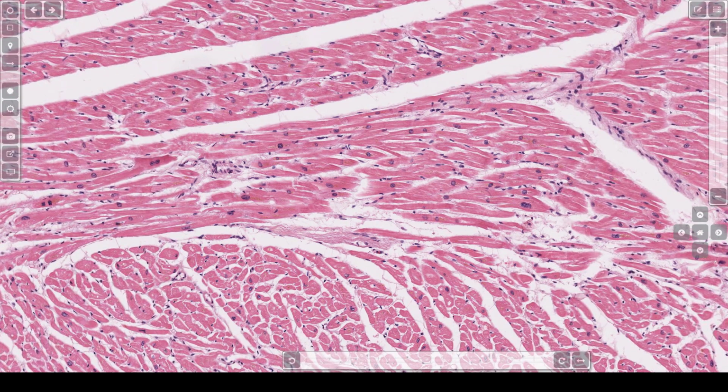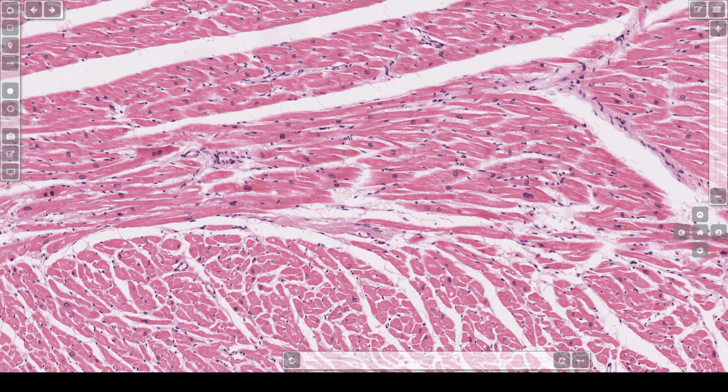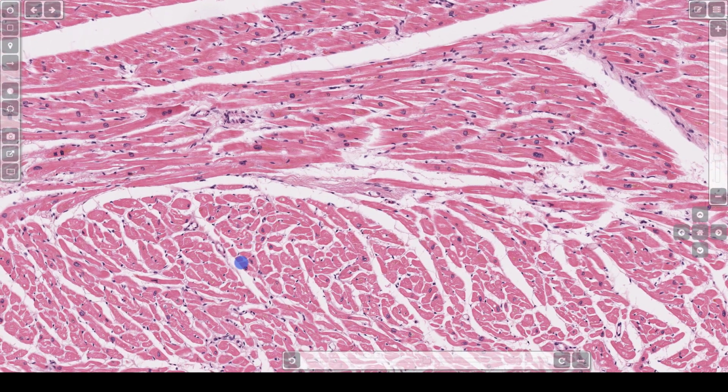Here's a mid-power of myocardium. Myocardium will have a different appearance depending on whether you are cutting it in a cross section or in a longitudinal section. In a longitudinal section, you can see the slight branching that myocardium has, and you can also see the nuclei.